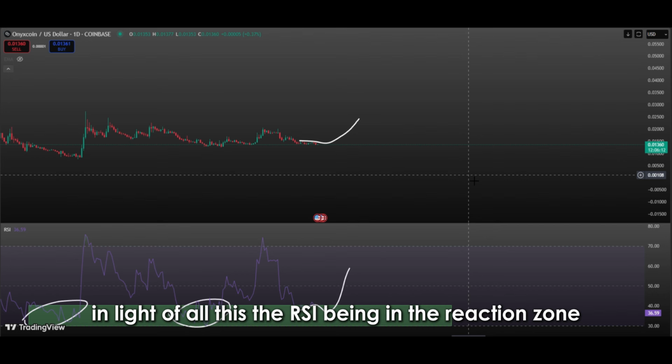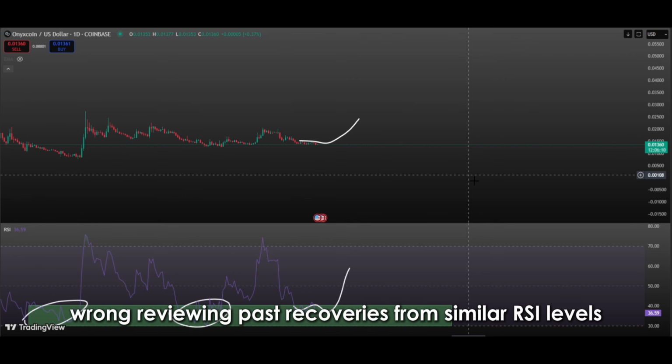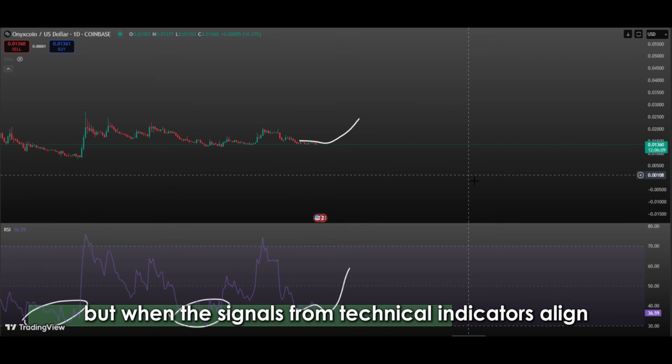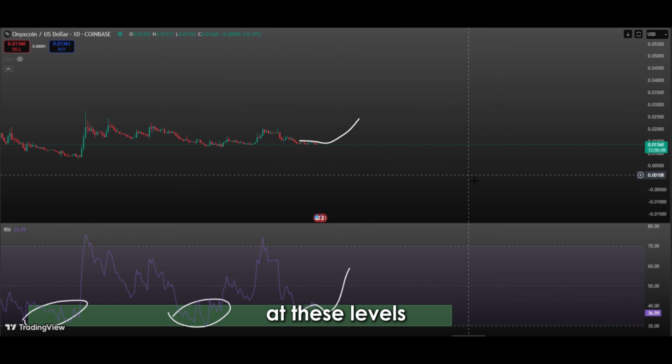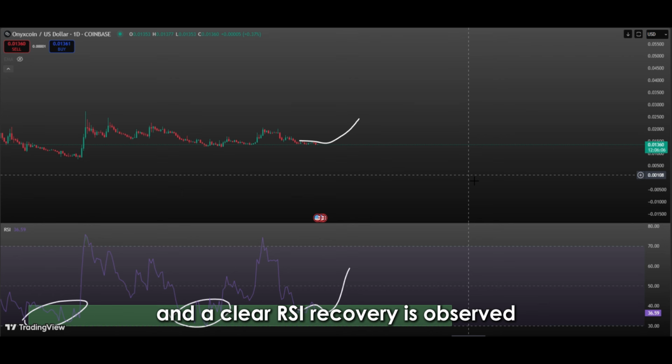In light of all this, the RSI being in the reaction zone makes the probability of a price bounce upward quite strong. Reviewing past recoveries from similar RSI levels shows that the price often responded positively from these areas. Of course, market conditions are not always the same, but when the signals from technical indicators align with investor behavior patterns at these levels, the probability of upward movement is high. If an upward breakout occurs from this zone and a clear RSI recovery is observed, this can lead to further acceleration in price and a move toward new resistance levels.